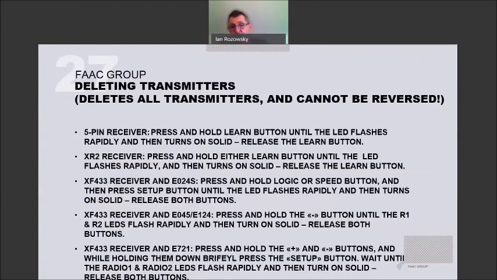If you're using an E045 or E124, you press and hold the minus button until the R1 and R2 LEDs flash rapidly. They then turn on solid, you release the buttons, the receiver is deleted. And on the E721, slightly more complicated, you press and hold the plus and minus buttons, and while you're holding them down, you briefly press the setup button. You then wait until the radio 1 and radio 2 LEDs flash rapidly, and then turn on solid. You release both buttons, and the receiver is completely deleted.